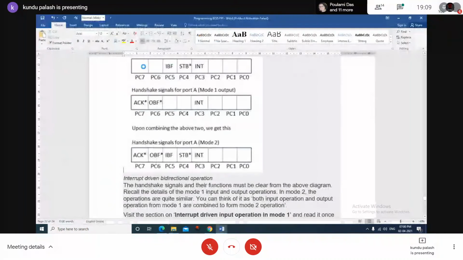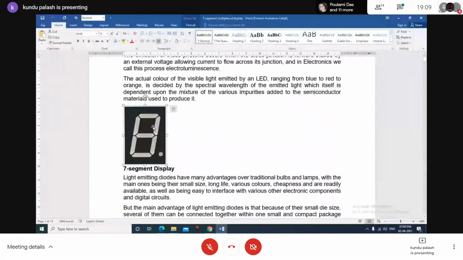Now, what is the application of the port? Because IO ports can be used for interfacing different types of application circuits. For example, interfacing the 7-segment LED display.